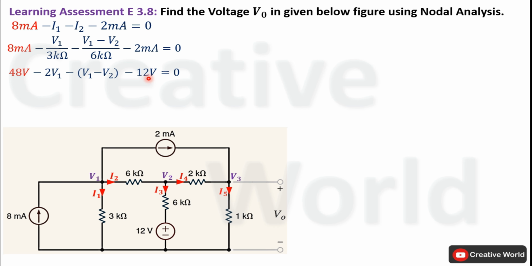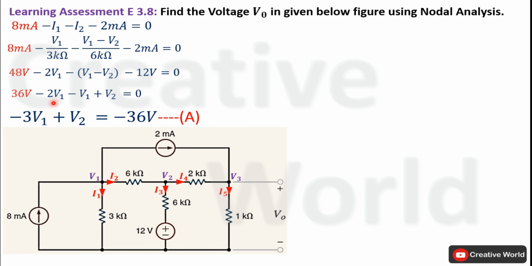Now we will subtract 12 volt from 48 volt and open these brackets. The equation will become 36 volt minus 2V1, and this minus will multiply with the variables inside the brackets, minus V1 plus V2, equal to 0. Now place this 36 volt on the other side of the equal sign to separate it from the variables, and add minus V1 and minus 2V1 together. The equation will become minus 3V1 plus V2 equal to minus 36 volt. This equation cannot be further solved, so we will leave it for now and label this equation as equation A. This is the first node voltage equation of this network.